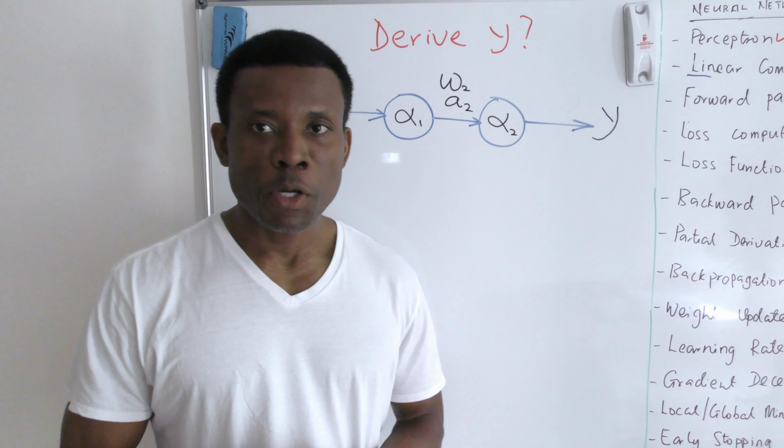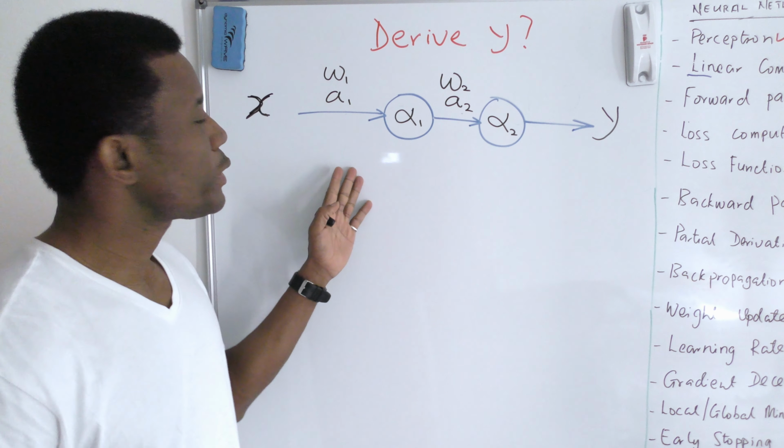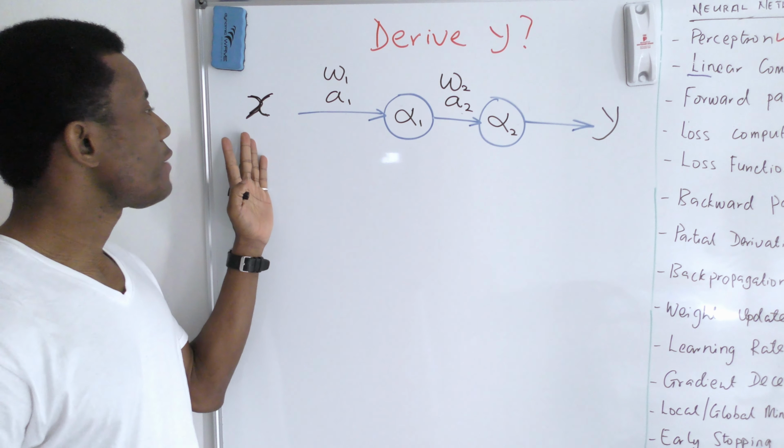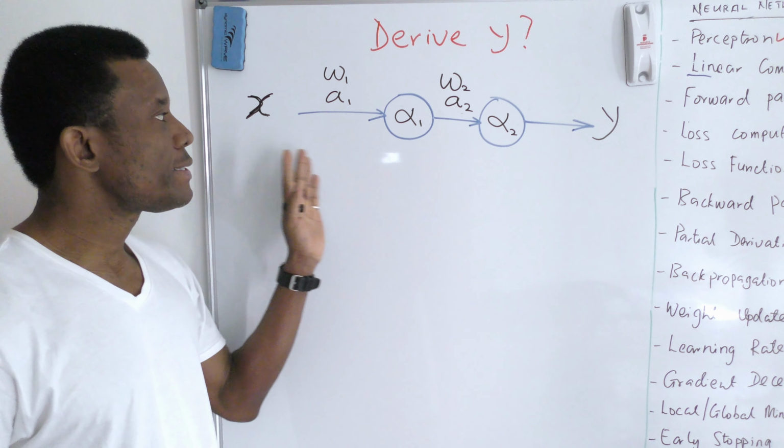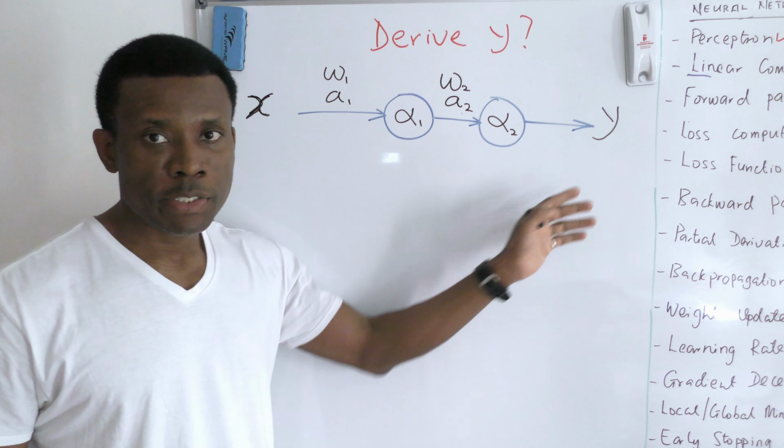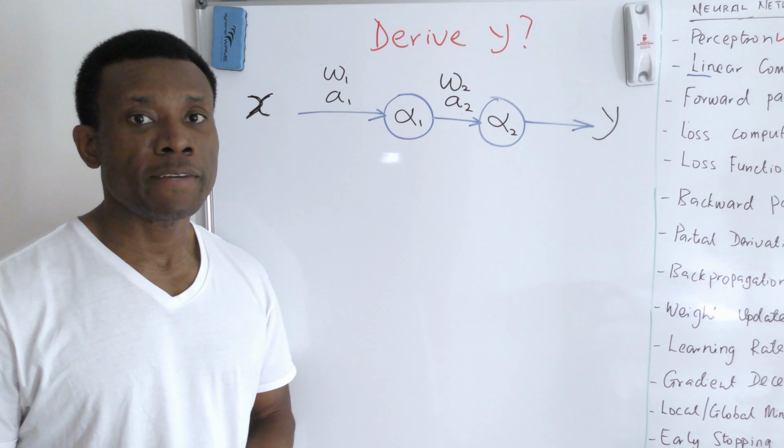Today we are going to solve this problem you have here. The problem says derive the value of y. Given this network, what will be the expression for y? Let's now solve it step by step.